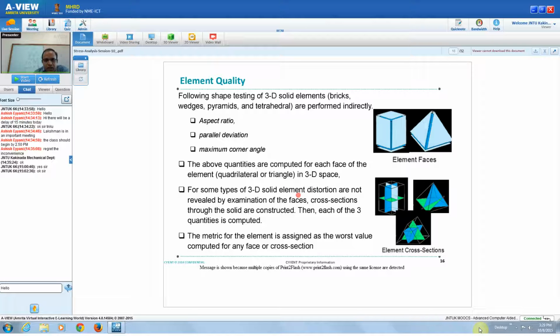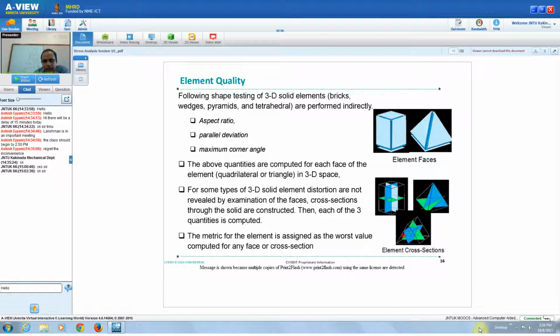For some types of elements, examining the faces may be difficult. Then what it does is construct cross sections in the element. Like if you see a brick mesh, it will construct cross sections and measure these quantities on the cross section. This is for tria, tet, and this is for wedge. So these things will be checked on the cross sections. If it is not possible to calculate on the faces, it will calculate on the cross sections.